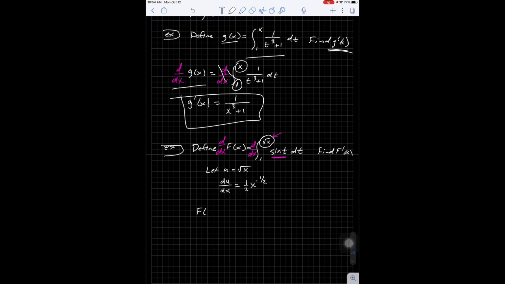So I've got f of x now is going to be defined as the integral from 1 to u of sine t dt. And now when I go and take the derivative of both sides to find the thing I'm looking for, I get f prime of x equals, now watch, derivative of the outside function, sine, okay, evaluated at the inside function times the derivative of the inside function.